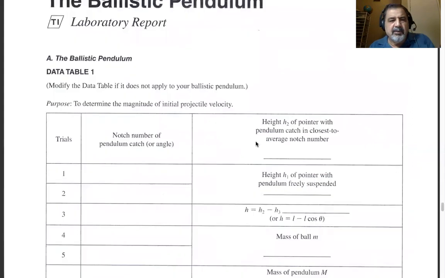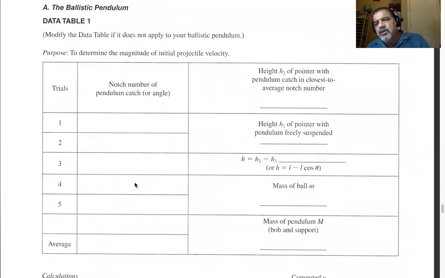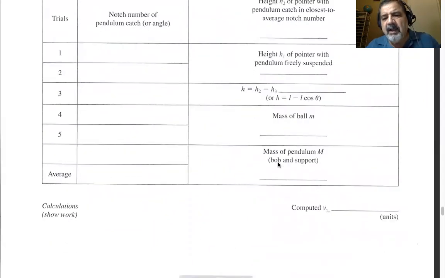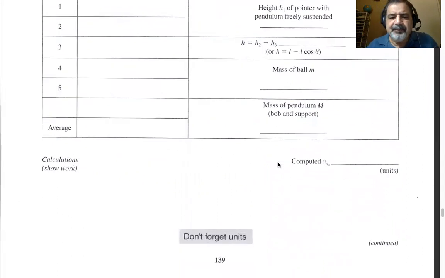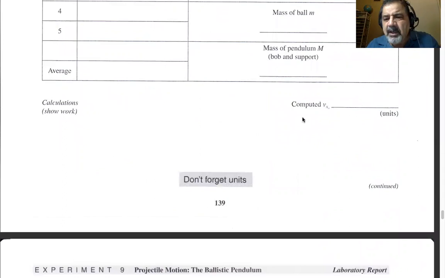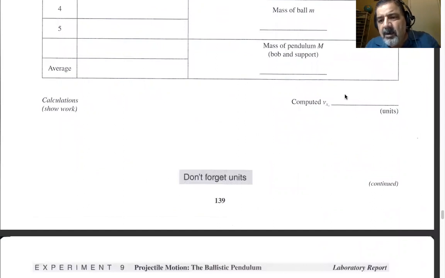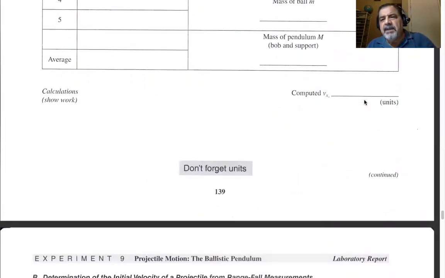Okay, this is the actual laboratory report. There's no notch numbers. We're probably just going to do it once, and you're going to get H2, which is the height that it reaches after the high point of the pendulum. H1 is the low point of the pendulum. H is H2 minus H1. That's a typographical error in the sheet. We'll have the mass of the ball and the mass of the big pendulum bob. And so you're going to come up with a computed initial velocity. That's going to be your goal, to calculate the initial velocity, and it'll be unknown.